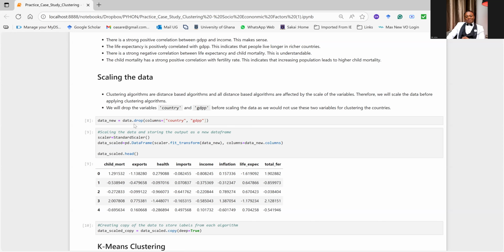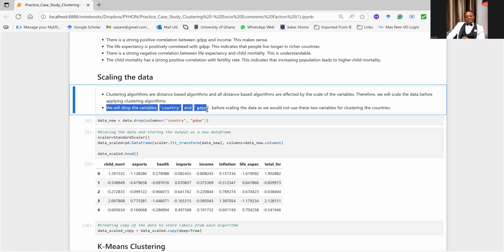Now, before you standardize the scale, you need to drop some variables. The reason why we are dropping country is because, first of all, country is a string variable. So that's one. But why do you think we are dropping GDP per capita? We are dropping country, all right. But why do you think we are dropping GDP per capita? Who can tell us? Esther.